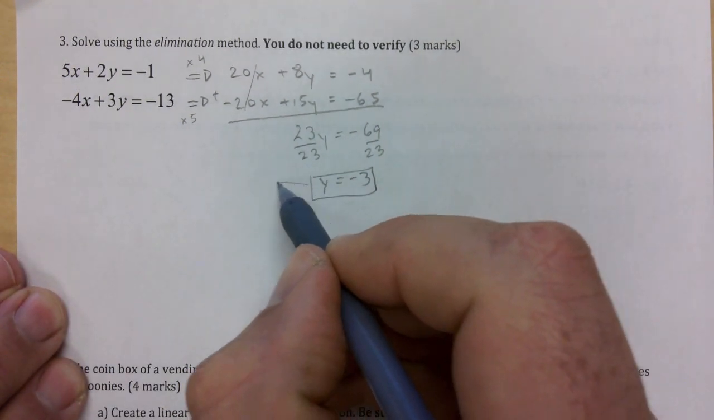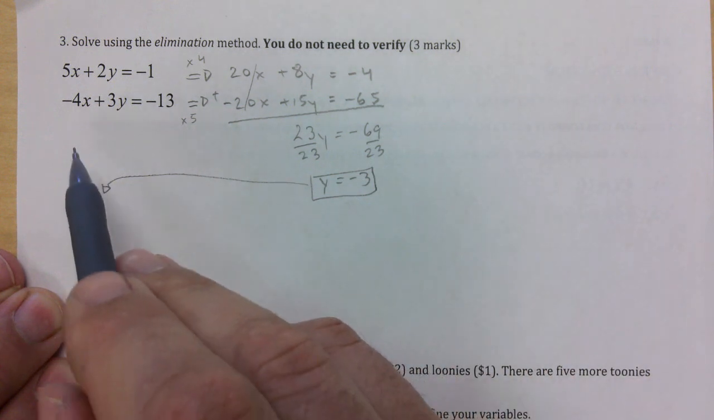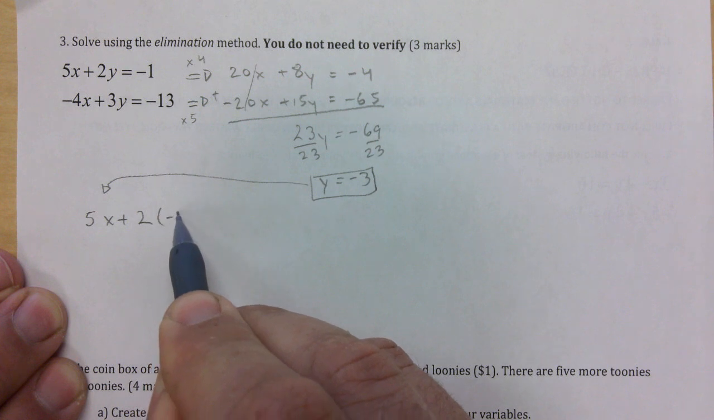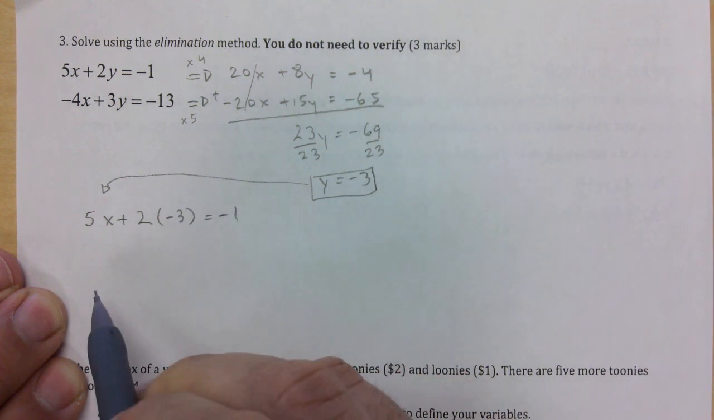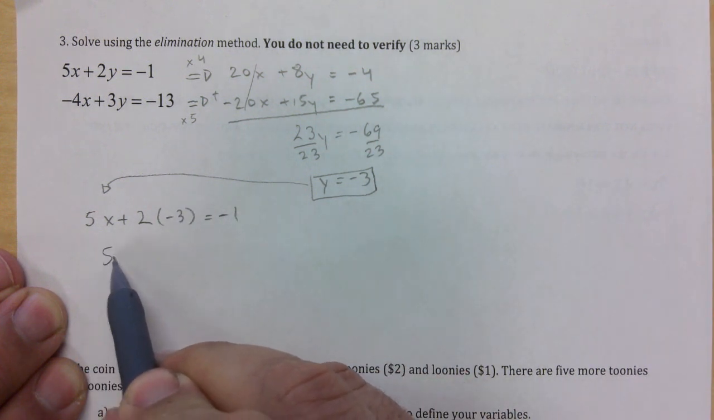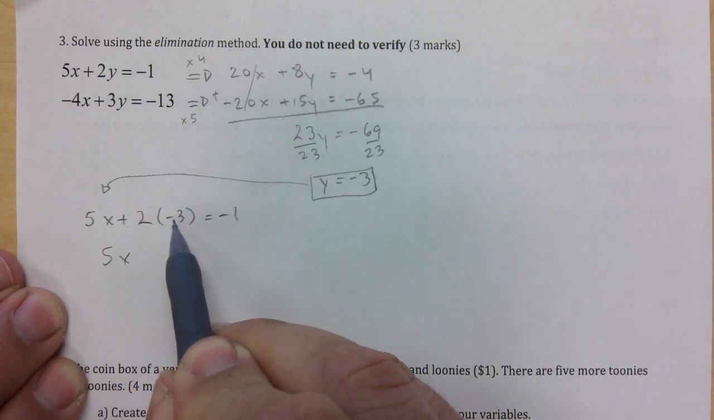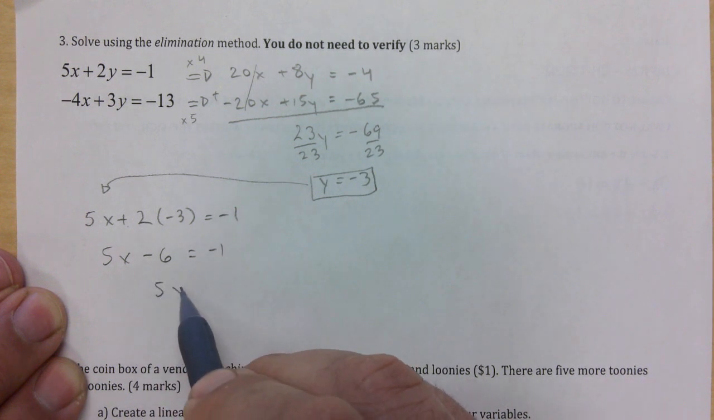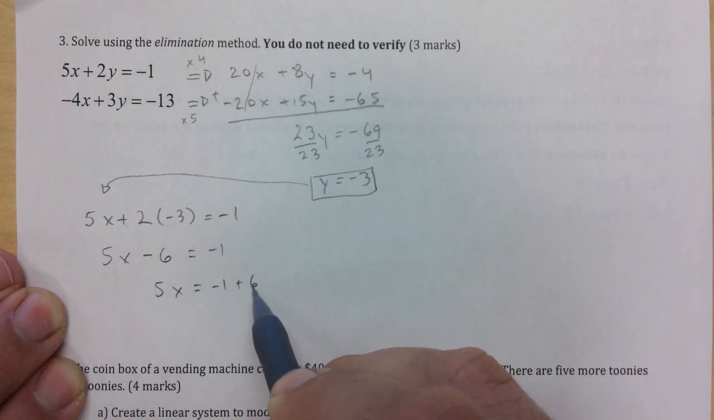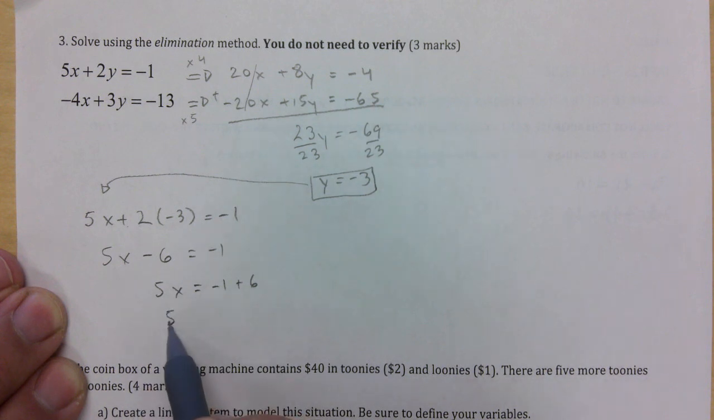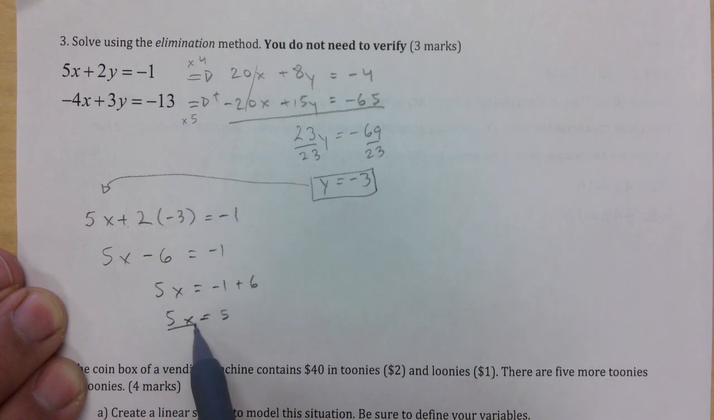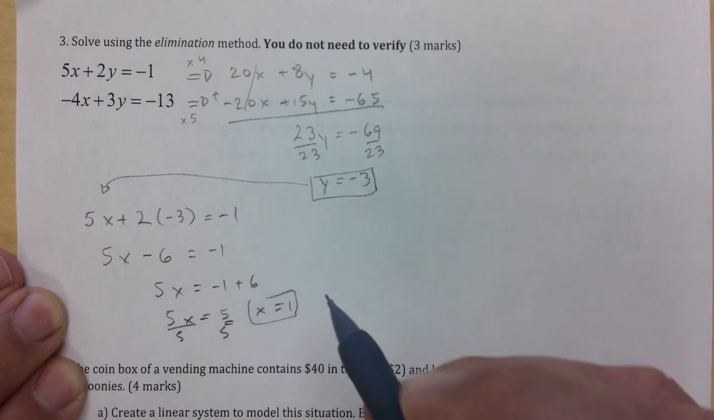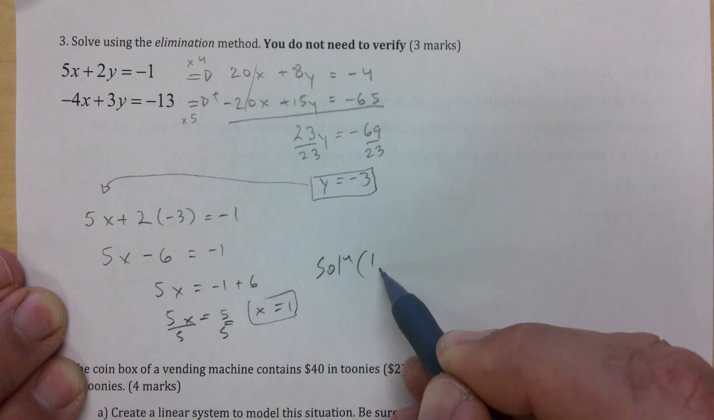Okay, but I will plug this one into the first one. So 5x plus 2 times negative 3 is equal to negative 1. And then you have 5x plus 2 times negative 3, which is negative 6, is equal to negative 1. 5x is equal to negative 1 plus 6. Watch the signs. 5x is equal to 5. You divide both sides by 5. x is equal to 1. So the solution is (1, negative 3).